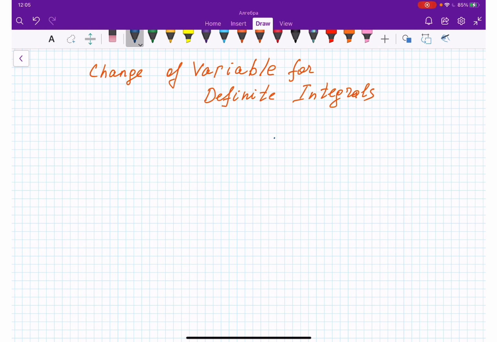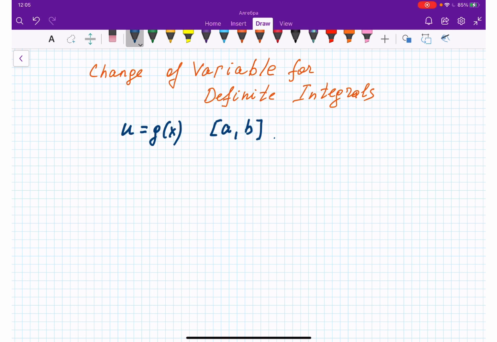Here is the theorem for changing of variables for definite integrals. If we have a function u equal to g of x, and it has a continuous derivative on the closed interval a, b. So the derivative is continuous, doesn't have any break or interruption on the closed interval a, b.